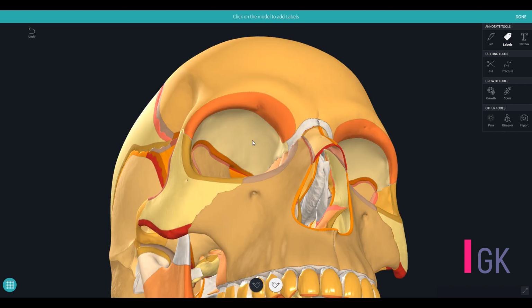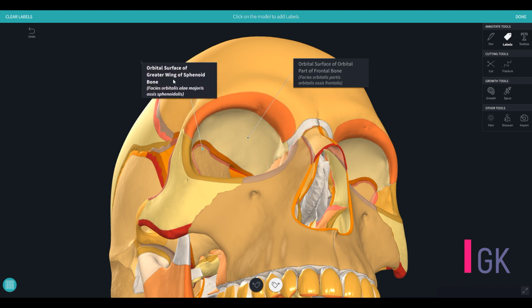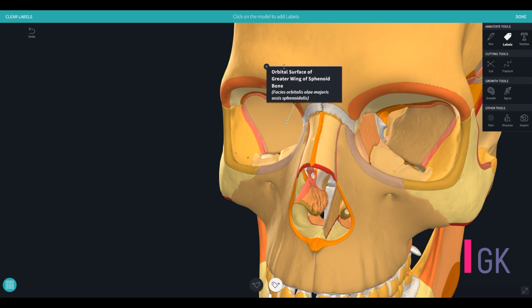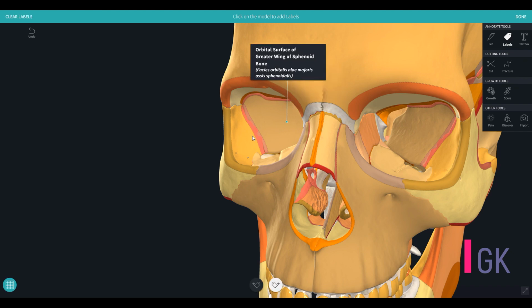Next surface of the orbit is its roof, which is formed by the orbital surface of frontal bone, paries orbitalis, facies orbitalis or frontalis, and a small portion of the greater wing of sphenoidal bone. The lateral wall of the orbit is formed by the orbital surface of greater wing of sphenoidal bone and orbital surface of zygomatic bone, facies orbitalis or zygomatici.